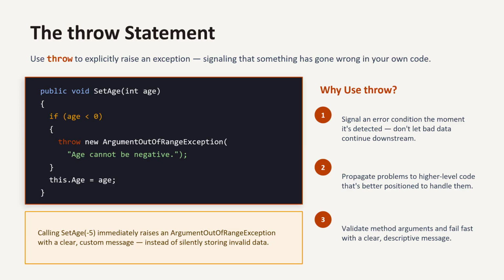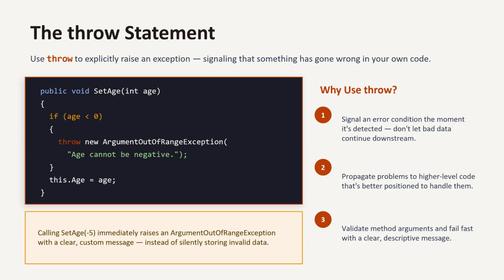with a clear custom message here, "Age cannot be negative." Only if that check passes do we actually go ahead and set this.age. The callout box below the code reinforces, hopefully, what's happening. Calling setAge with -5 doesn't quietly store -5 into the age field, because that wouldn't be appropriate. It immediately raises an exception with a message that tells you what went wrong and why. So that exception is going to start traveling up the call stack looking for any catch block that would be able to handle it. And there are reasons why we reach for throw in our own code.